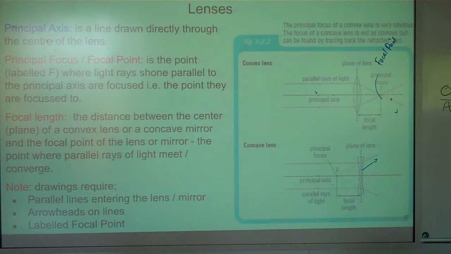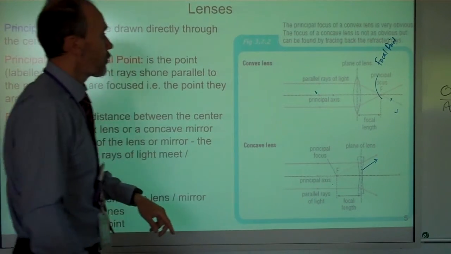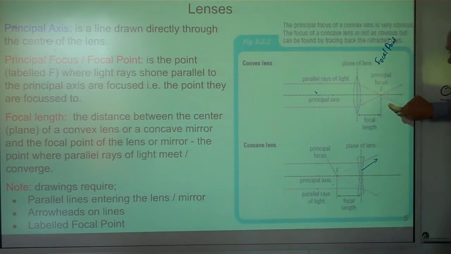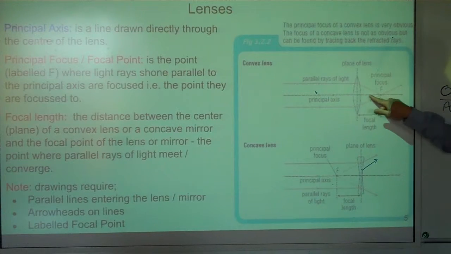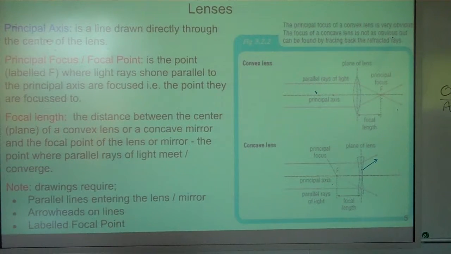Okay, so here's a couple of definitions. The focal point, or the principal focus, is where light rays, when they come in parallel, get focused. The focal length is the distance from the centre of the lens to the focal point. So if it's a very fat lens, it has a short focal point. If it's a very thin lens, it has a long focal point. So your eye has a lens in it which has a focal point as well.